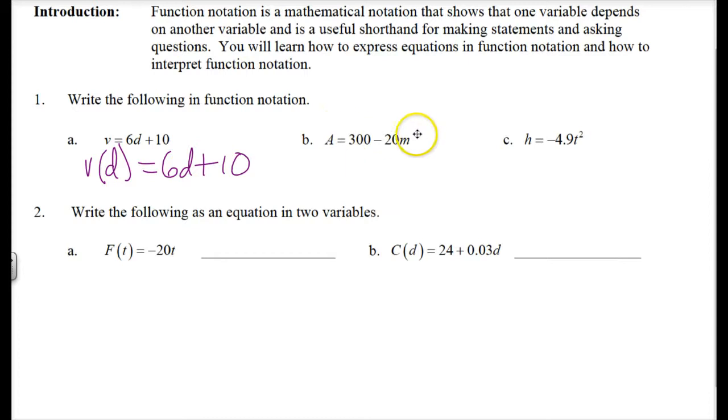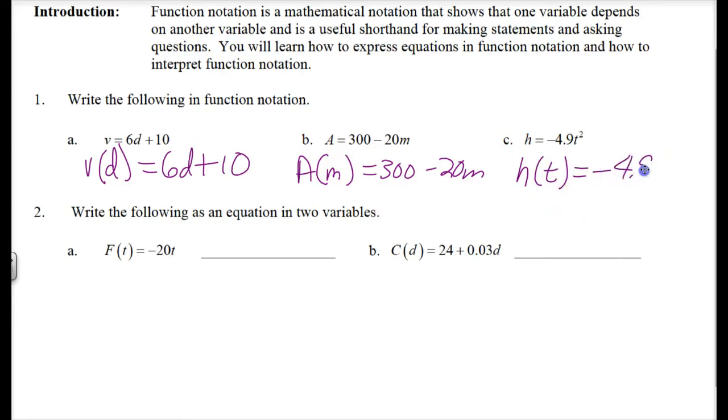A is equal to 300 minus 20M. So A at M is equal to 300 minus 20M. You notice the right-hand side of the equation doesn't change. It's still the exact same formula. We're simply changing the left from a variable to what's called function notation. H of t is equal to negative 4.9 t squared.